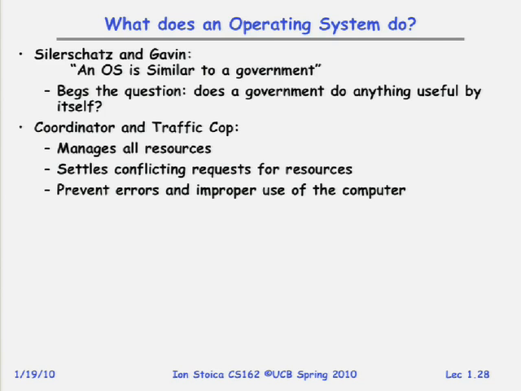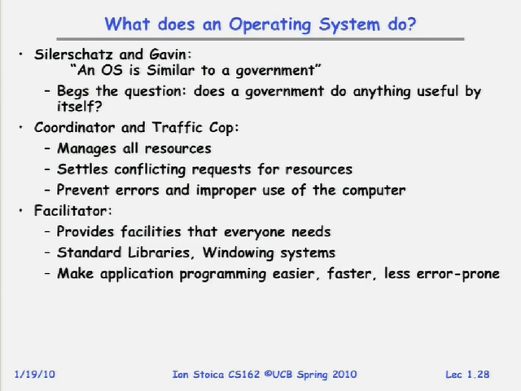What else does a government give you? It can be a facilitator, right? It provides the facilities that everyone needs. You can see this as an overhead or not. Things which are related to social services, things like healthcare. These are the kind of things a government could provide or not. In terms of operating systems, these are the standard libraries, which make your life easier. You don't need to write everything from scratch. Windowing systems.